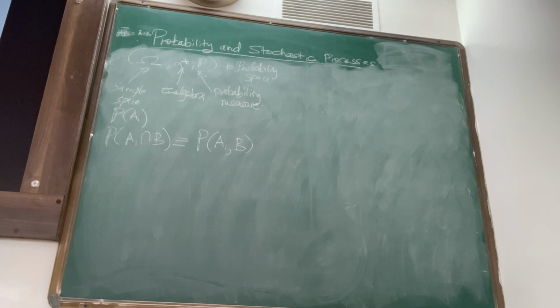Now, when you're not assuming disjoint sets, then you have something that we call the inclusion-exclusion principle, which means if I take the probability of A1 union B, it's just going to be equal to the probability of A1 plus the probability of B minus the probability of A1 intersection B.